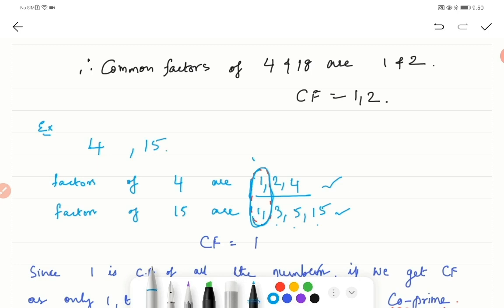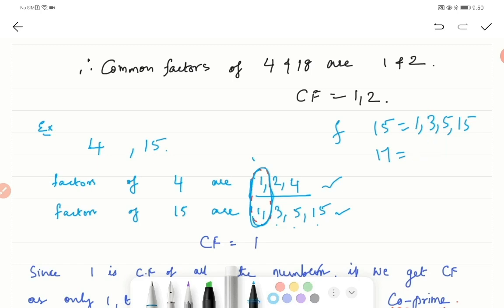You can take 15 and 17, they are co-primes. Factors of 15 are what? 1, 3, 5, and 15. You will not get 10. And 17 has 1 and only 17. So between these two numbers you have only one common factor, that is 1. That is why you can say 15 and 17 are co-primes.